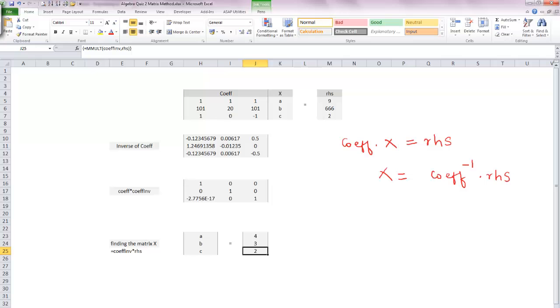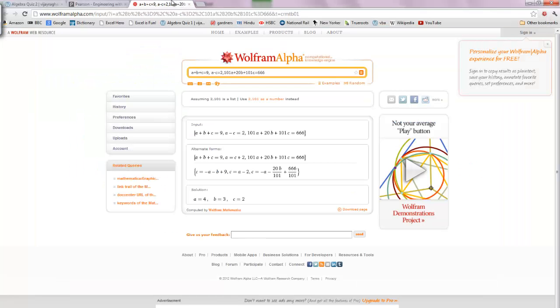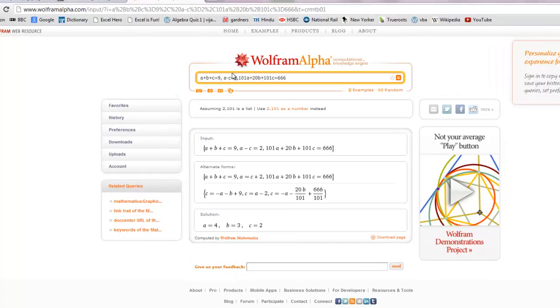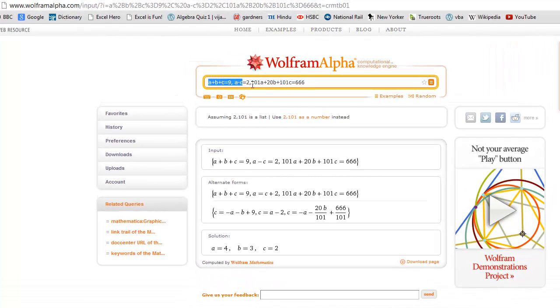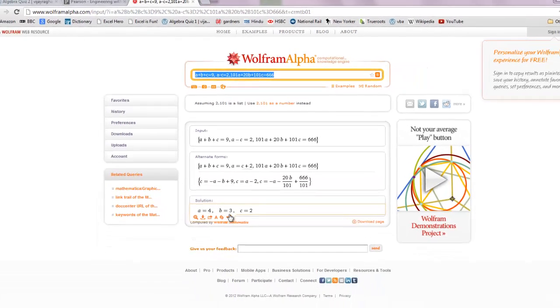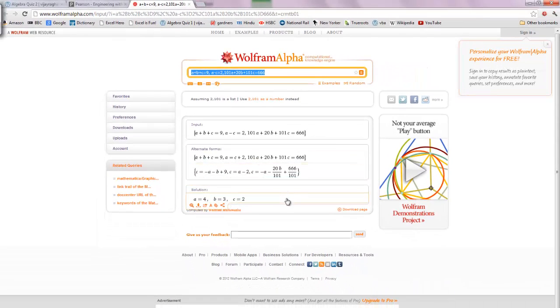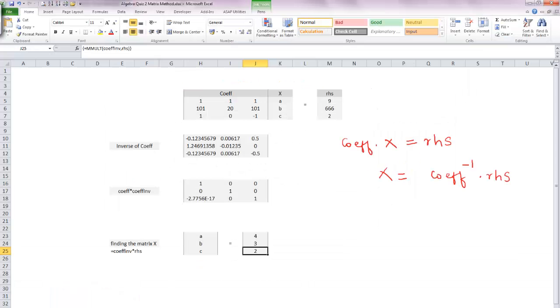And then the last one is, of course, Wolfram. In Wolfram, you list the equations like that, A minus C is equal to 2, and then the third one, that's the input, and it gives you alternate forms, and boom, it gives you the solution. So if you want a quicker way, Wolfram. If you want to know the steps, the manual algebraic way. If you've got 10 sets of linear equations, the Excel method would be the best.